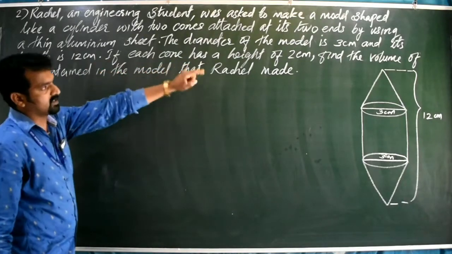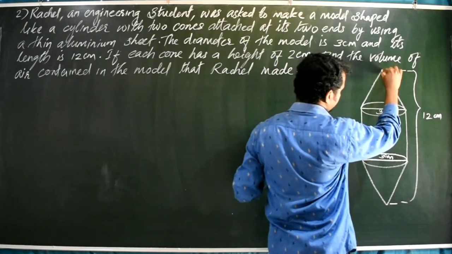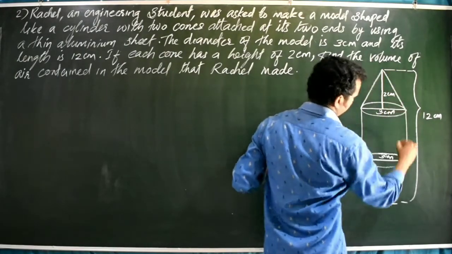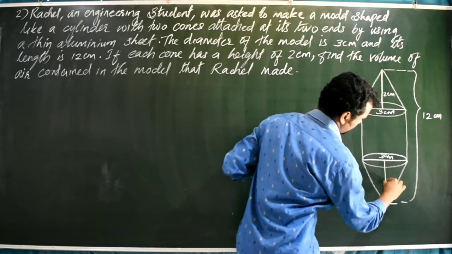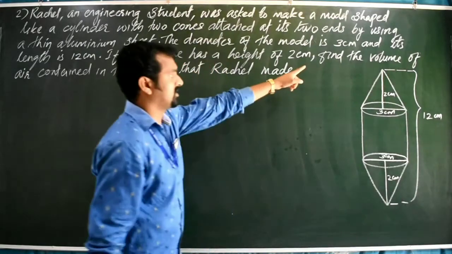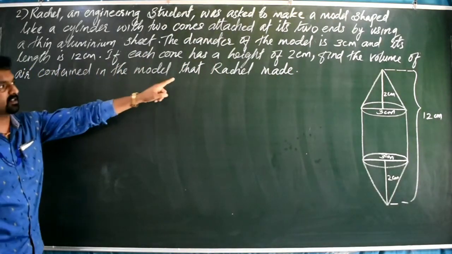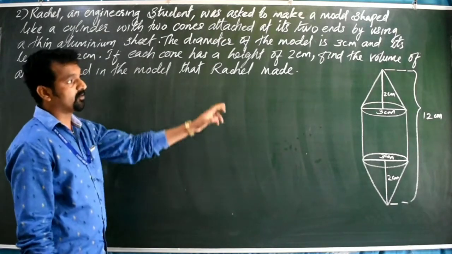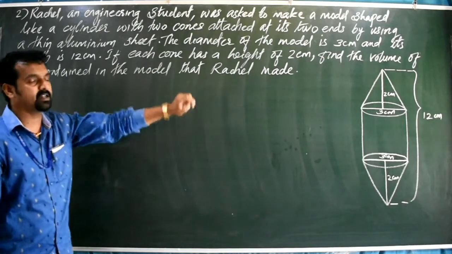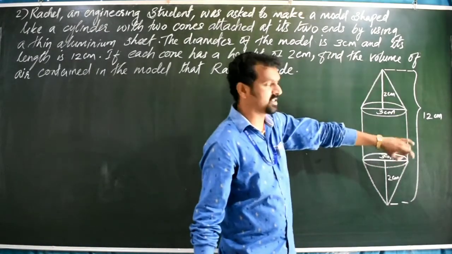If each cone has a height of 2 centimeter. Its height is 2 centimeter, and the height of this cone also is 2 centimeter. This one is 2 centimeter. Then what is the question? Find the volume of air contained in the model that Rachel made. How much air is there inside this model?